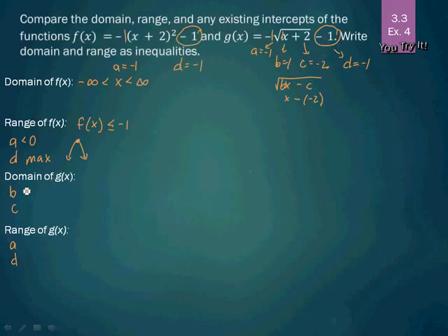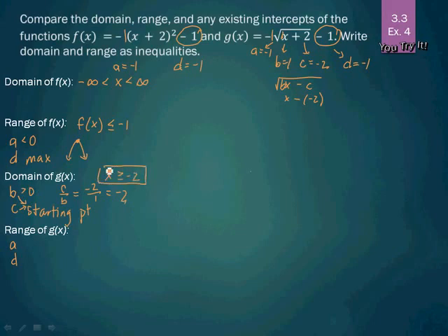So for the domain, since b is 1, it's greater than 0, and that tells us that the square root function is going to have a starting point and then it's going to get bigger. That's what b tells us. Actually, b and c, excuse me, tell us the starting point, and it's going to be c divided by b. Since c is negative 2, that divided by 1 is negative 2. That's our starting point, and then it's going to get greater. So the way that we write that is x is greater than or equal to negative 2.